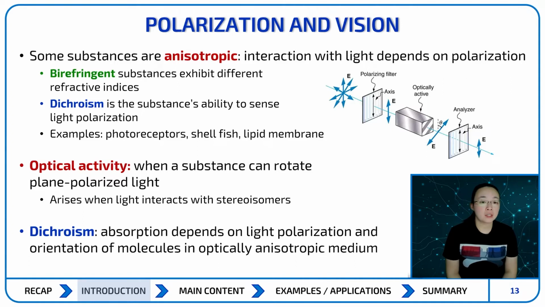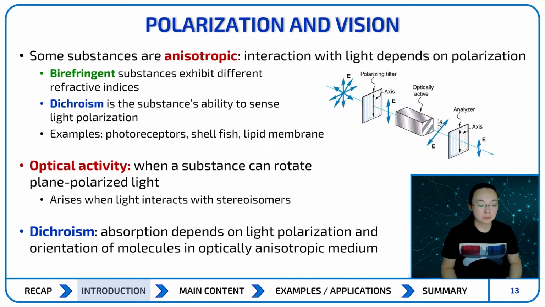Continuing on with polarization, we should try and tie it back to vision somehow. Looking at polarization, some substances are anisotropic. What this means is that the properties of the material we're looking at, light in this case, depend on direction. Because we can have linearly polarized, circularly polarized, or elliptically polarized light, that has everything to do with direction, because we're forcing things to be in certain directions or move in a certain way.